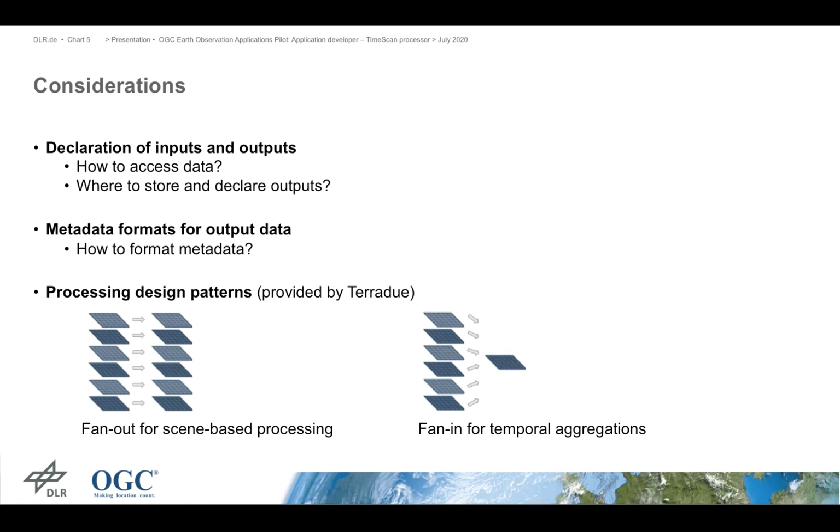Several considerations have been made in the process of defining the application packages and to fulfill the requirements of the platform providers. First of all, we had to define how to declare inputs and outputs of the application package. As you can imagine, data can be provided with different services as well as in different data formats and data structures. Thus, the assumption of our application package is currently that the input data is available as a local folder or file path.